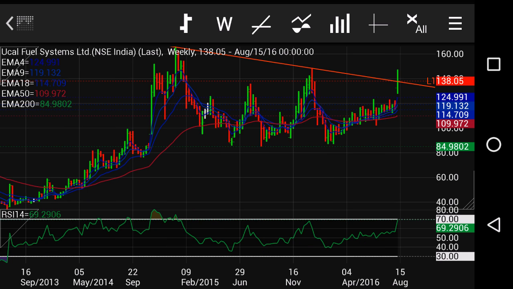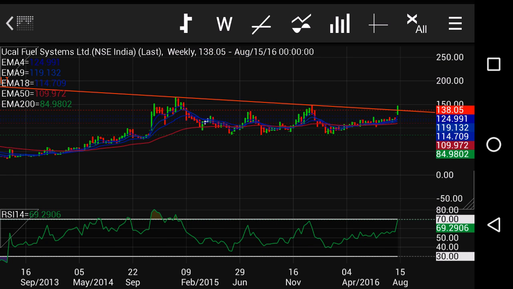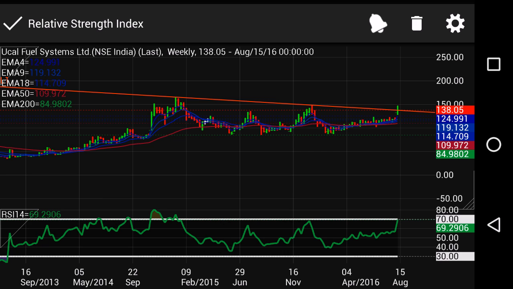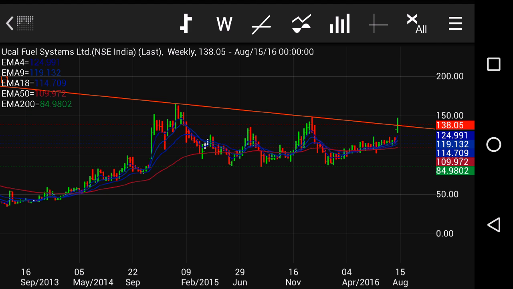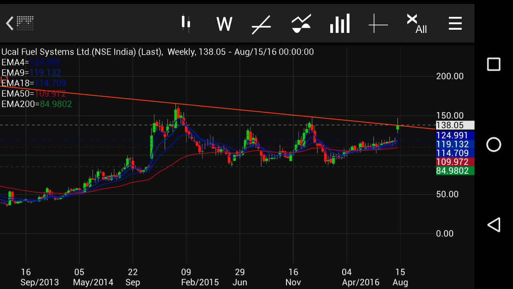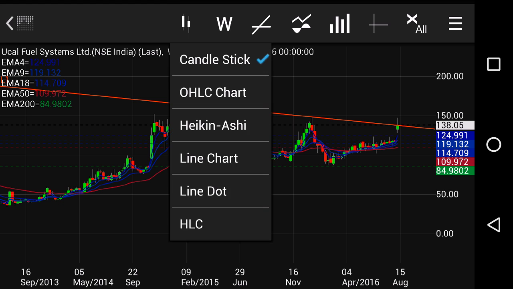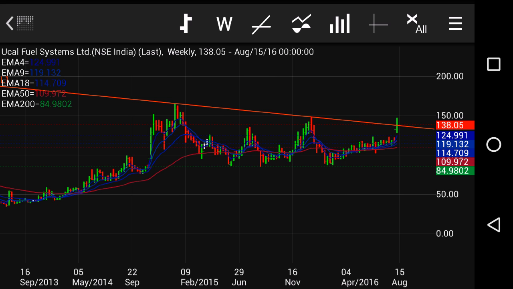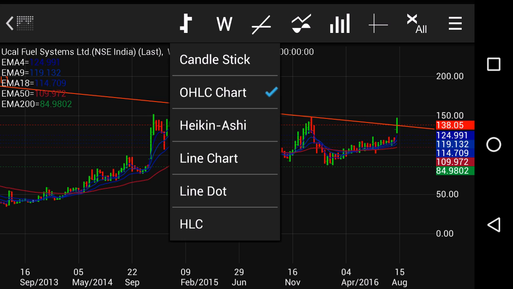So the default layout is already here. I worked on this chart, so whatever last pattern I have noticed, it's here. For mid caps, there is no need to use RSI. And here are the options: candlestick, open, high, low, close charts. Rest, these charts don't matter much.